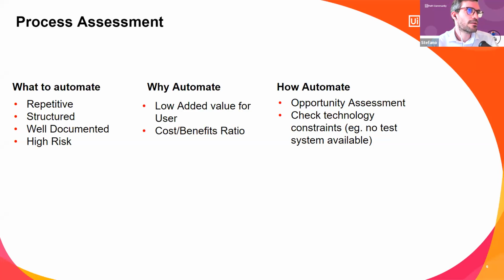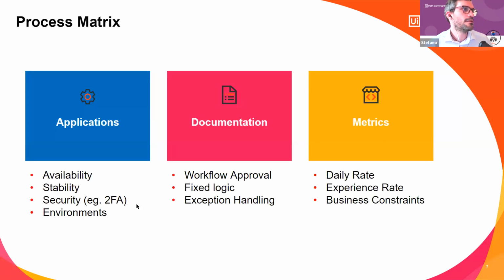Finally, there is an important step on how to automate, because before the start of development, it's important to check eventual technology constraints. So, for example, if there are some systems that we will have to automate but that don't provide a test system, it will be more difficult to create the automation during development, because we will operate directly on the production environment of those systems. These things will be considered in the creation of the process assessment matrix that we talked about, and that is the main topic of this presentation.